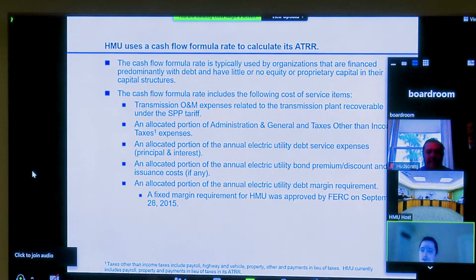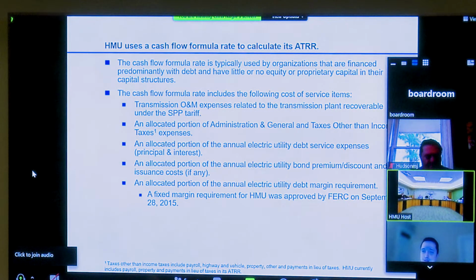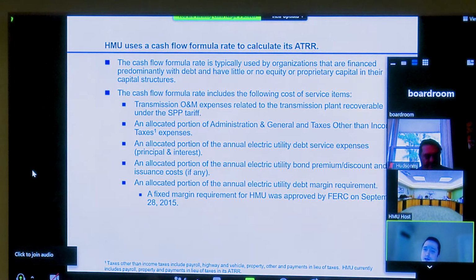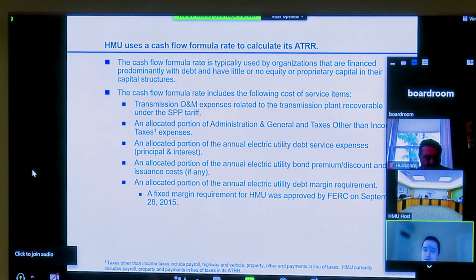So Harlan uses what's called the cash flow template to calculate its annual transmission revenue. This template is typically used by organizations that predominantly finance investments with debt or have little or no equity or proprietary capital in the capital structure calculation.